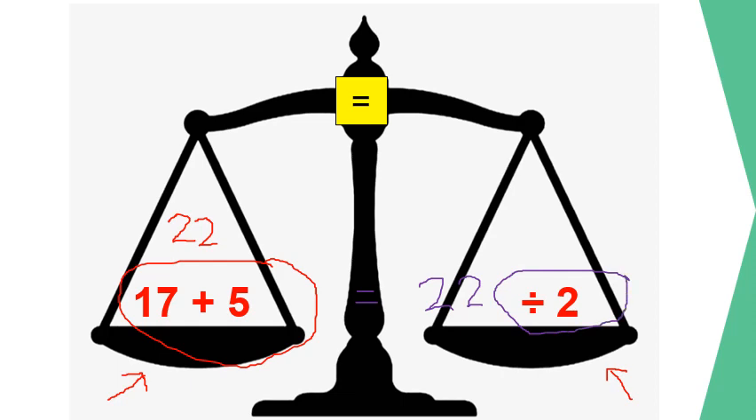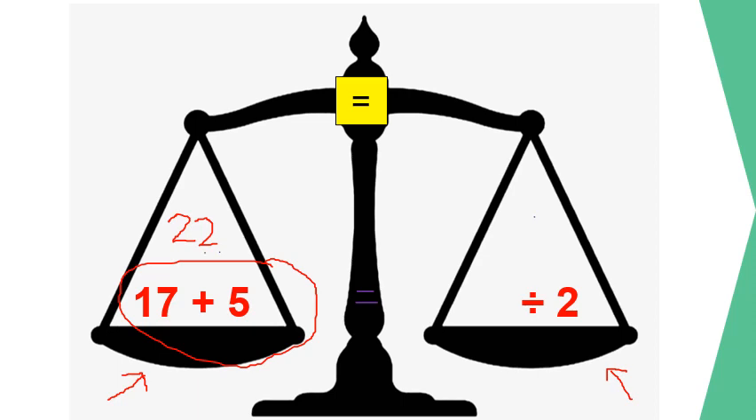So let's see if this is a true equation. So here I've got 22, and then on this side, I have to complete this operation by itself. So 22 divided by 2 is 11. Now I know that 22 doesn't equal 11. So that's not true. This is not a proper equation. So I need to go back to the drawing board. So I'm going to rub all this out.